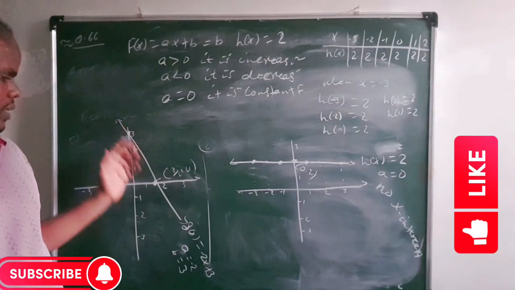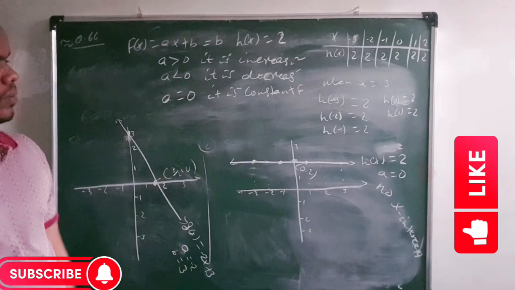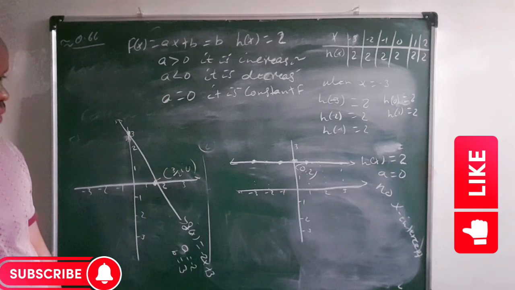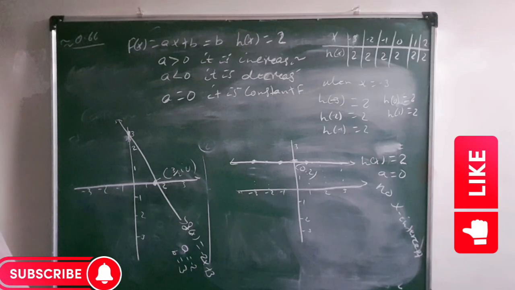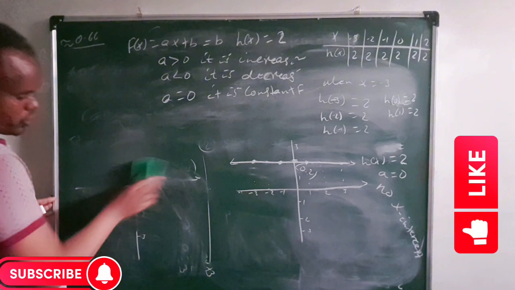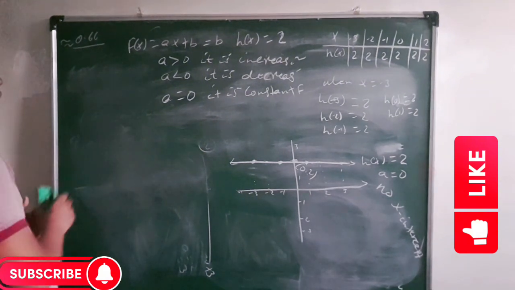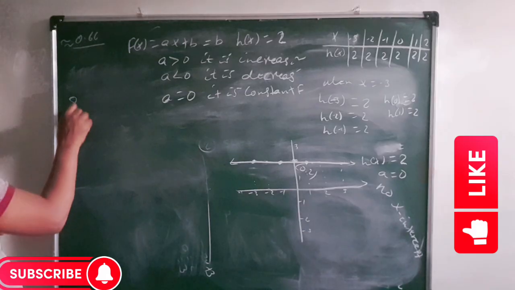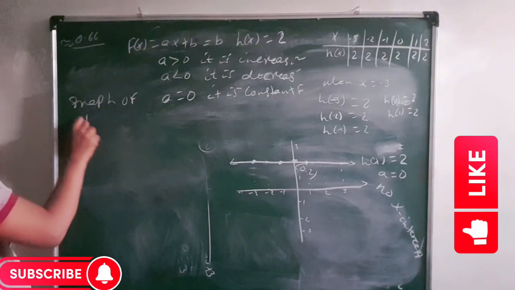And this is a decreasing function. Again: decreasing, increasing, and constant function. Okay, the next one is when x is equal to 2. The graph of x equals 2.